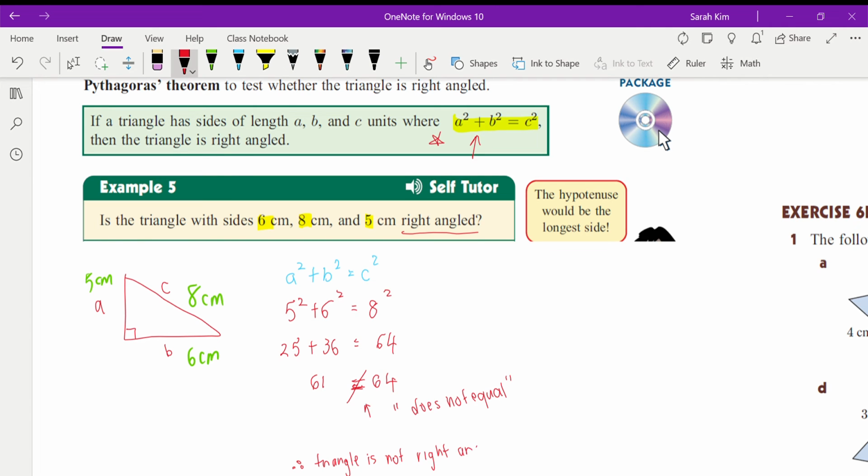The only thing you have to make sure you do is make sure your C is the longest length out of your listed numbers. So 8, make sure it's the longest one.